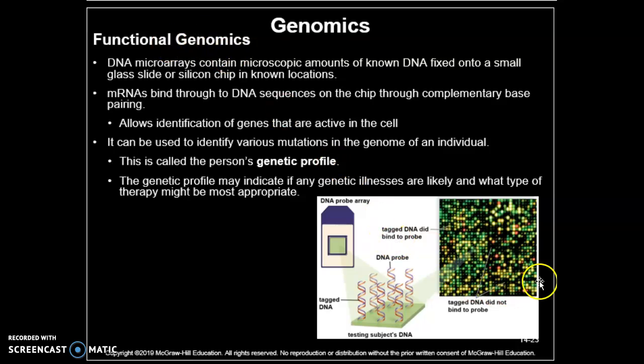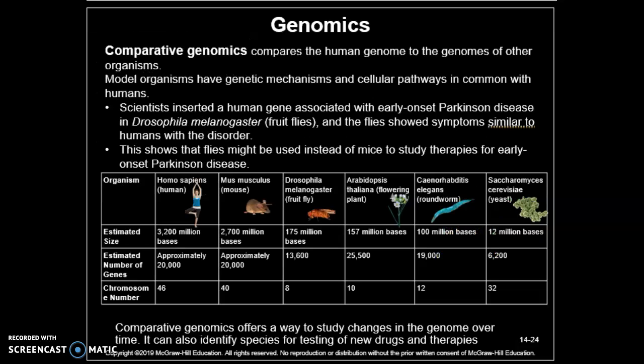Okay, so this is what the DNA microarray looks like. You'll actually have the subject's DNA here, and then the subject's DNA is going to bind to certain parts that code for certain diseases, and it'll light up on the screen. Pretty amazing. It can get your genetic profile. It indicates any genetic illnesses and what type of therapy might even be appropriate as well. There's also a field called comparative genomics where you can compare the genomes of different organisms.